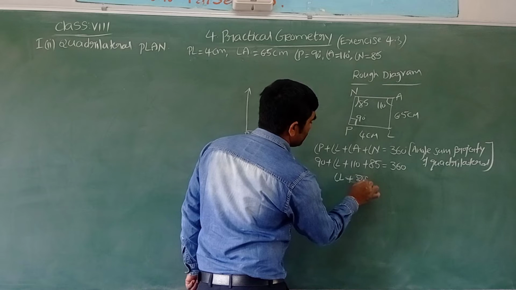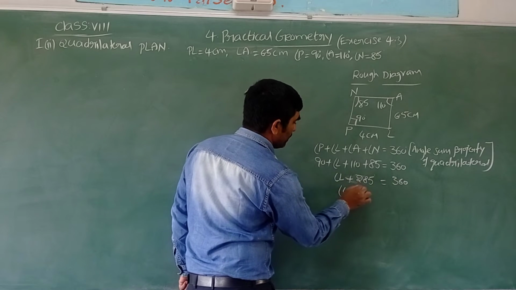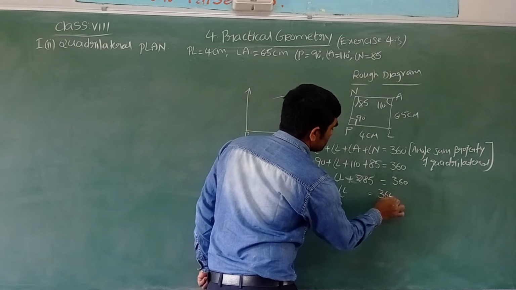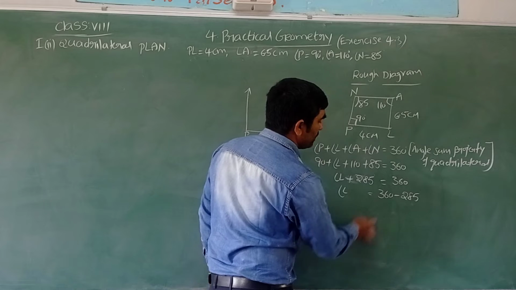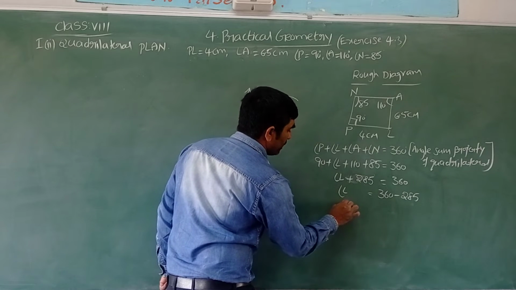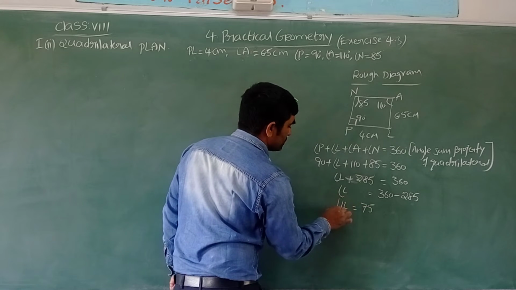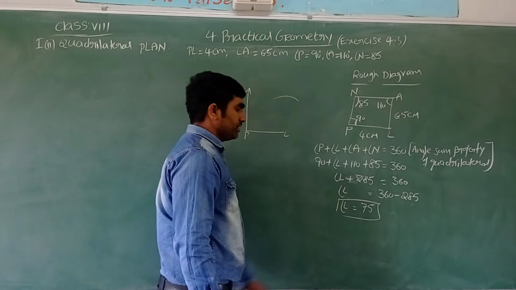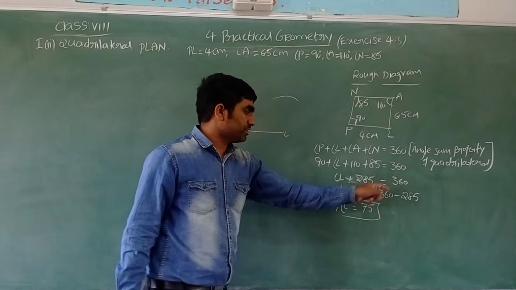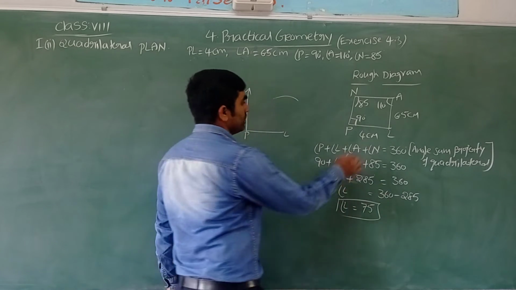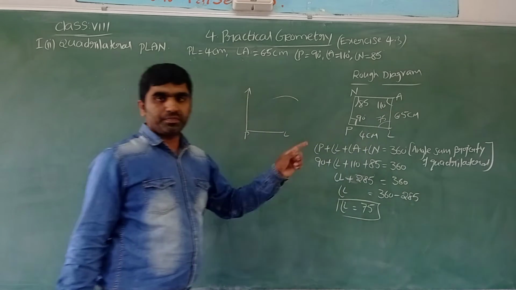Angle L plus 285 degrees is equal to 360. So angle L is equal to 360 minus 285, which is 75 degrees. Check: 285 plus 5 is 290, 290 plus 70 is 360. Angle L I got is 75 degrees. Now it is easy to construct the quadrilateral.